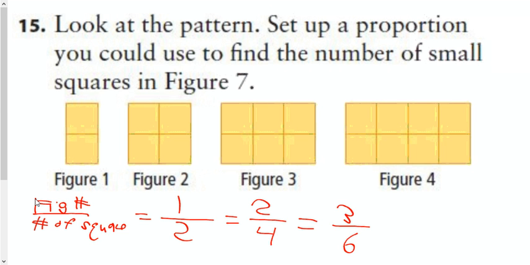So therefore, if I take this original figure and say figure number 7 will have how many squares? How many would it be? It'd be 14 squares. I could solve it with multiplication. I could solve it with cross multiplication. I could solve it with unit rate.